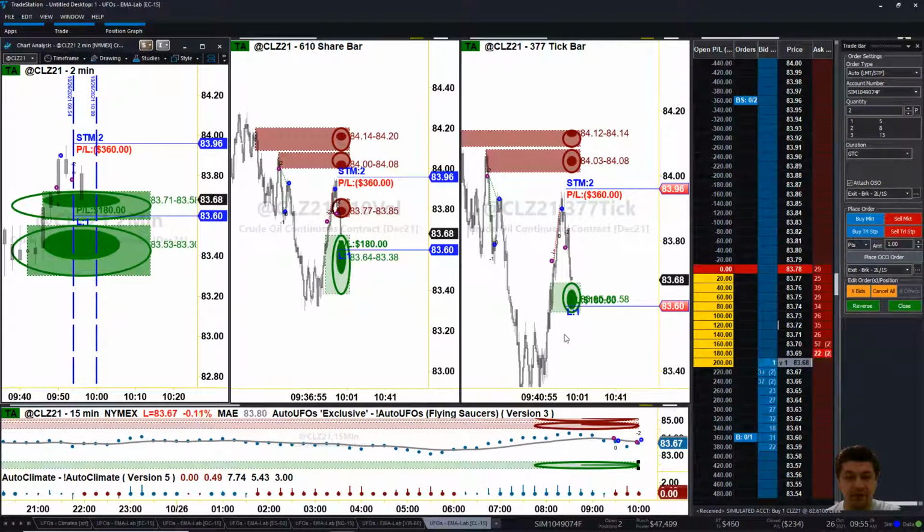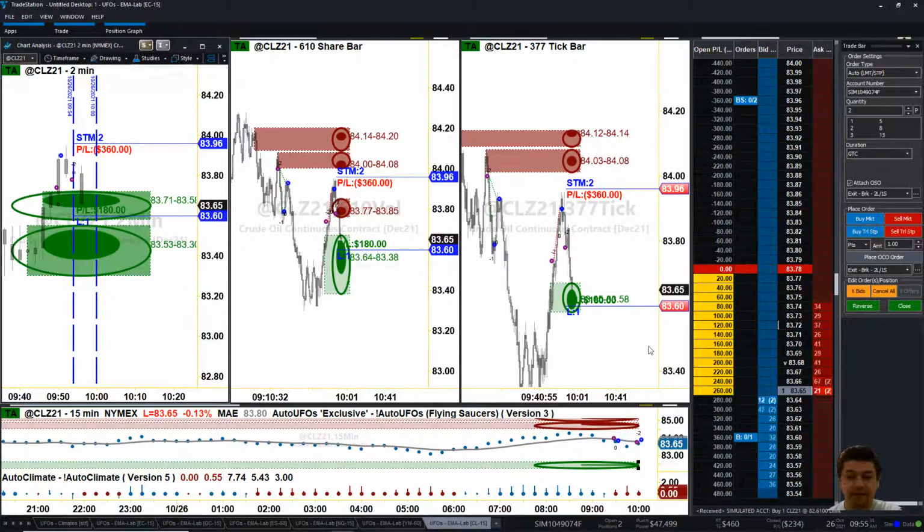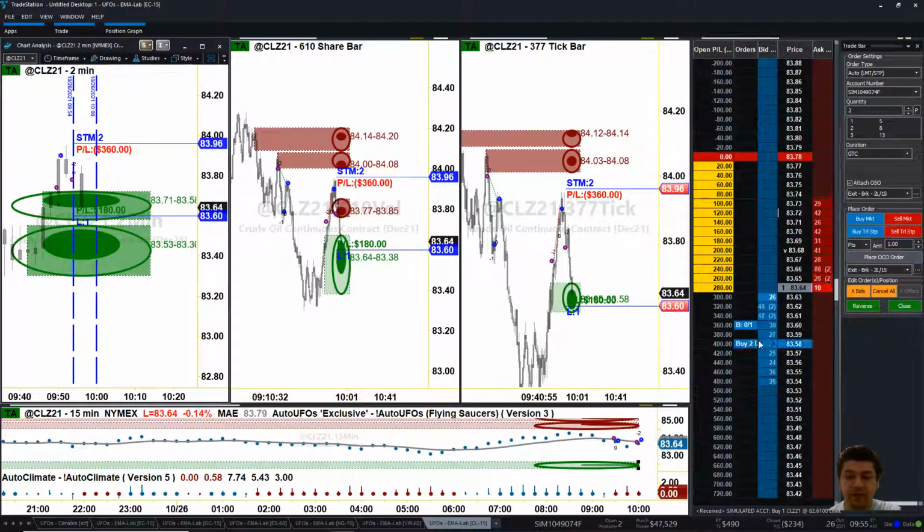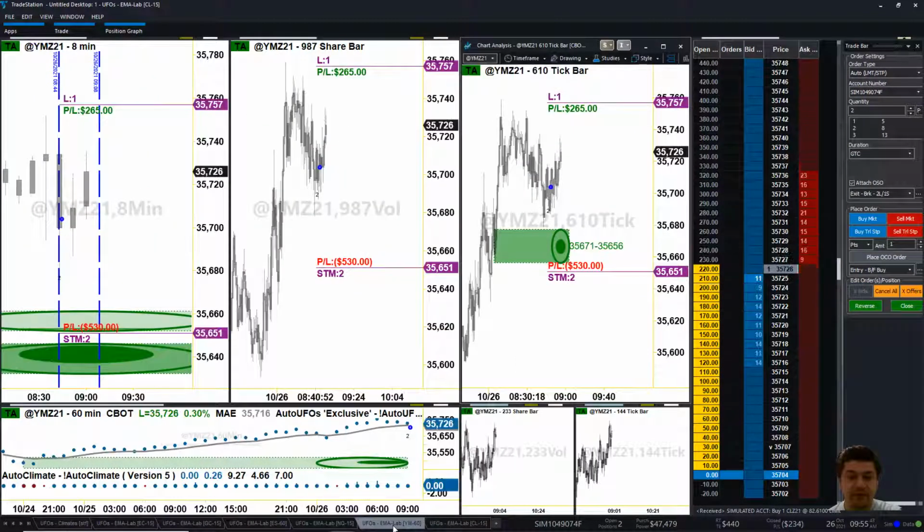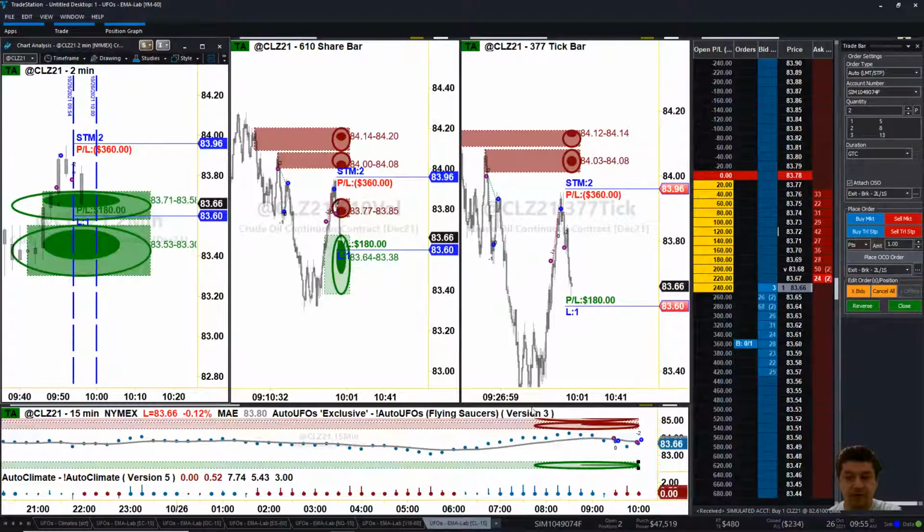We got 1, 2, 3 UFOs to clear to our T1. Never an easy thing to do, but it's also a possible thing to do, right? As we're seeing in front of us. All right, climate's intact. Come on, crude, give us that T1. Dow's going our way, crude's going our way, finally, after stopping us out here.